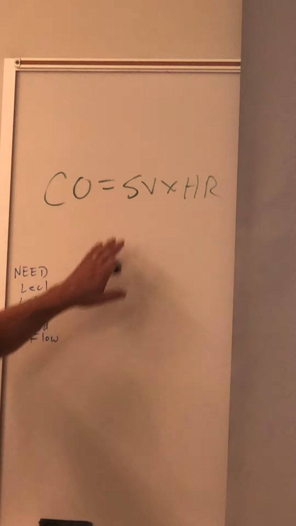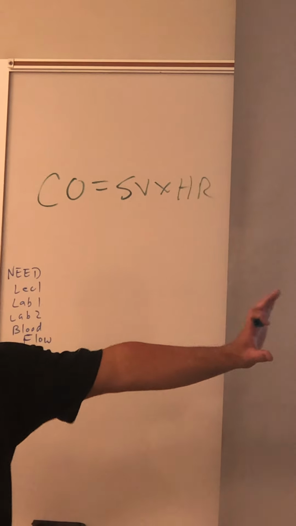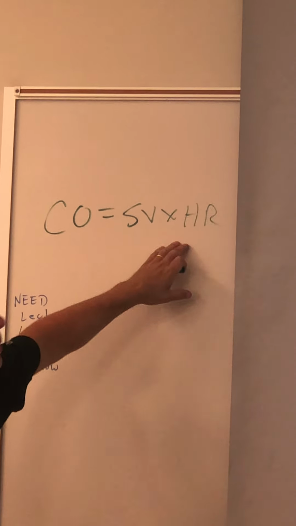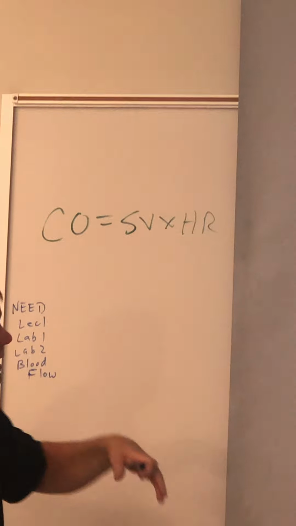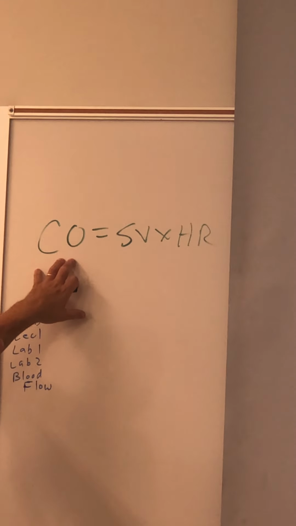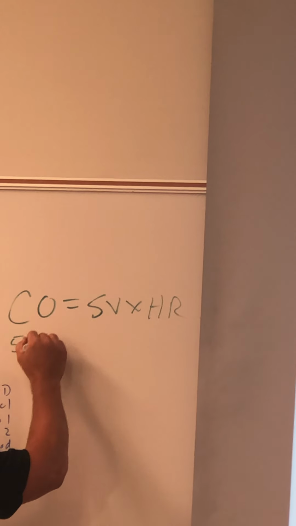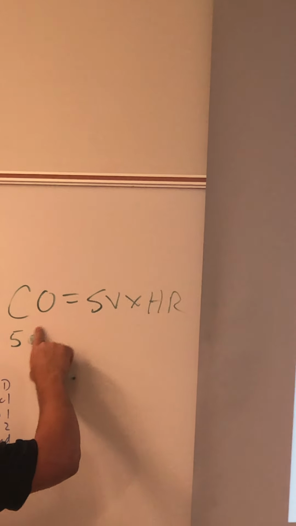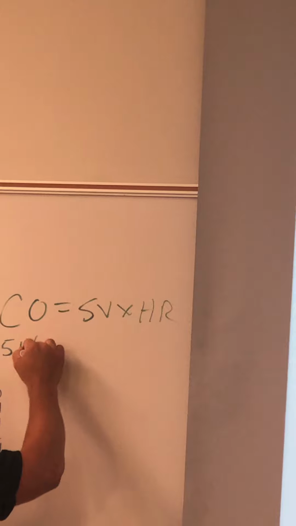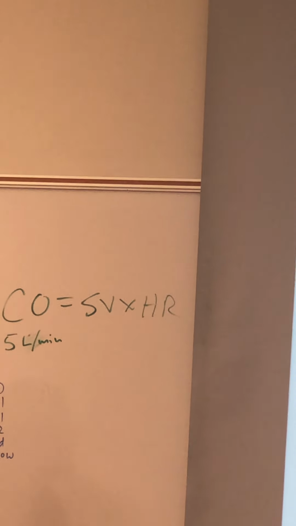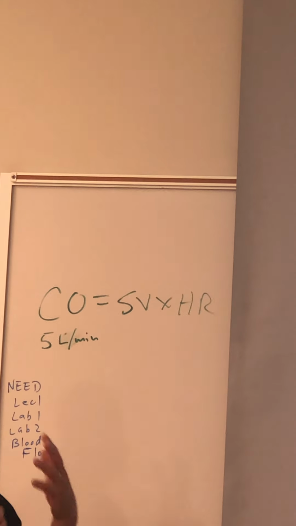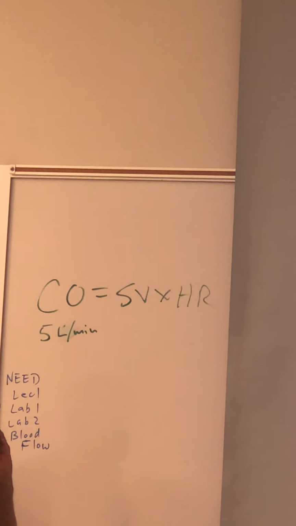What does that mean? Stroke volume is how much blood am I pushing out of the ventricles. Heart rate, how fast am I doing this? So this gives you your overall cardiac output, and cardiac output should be about 5 liters per minute. In other words, your entire blood volume should circulate through in a minute's time. So this is how we get it.